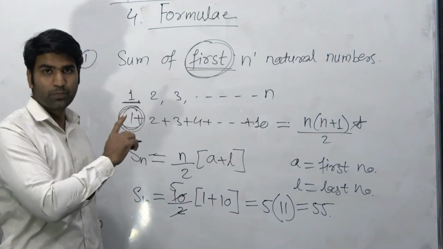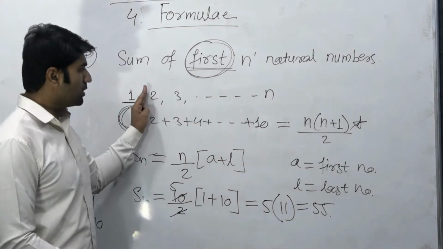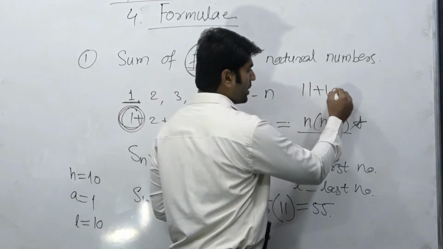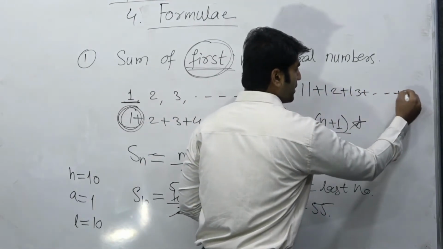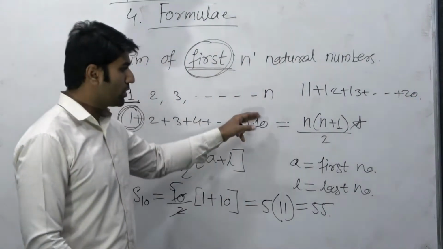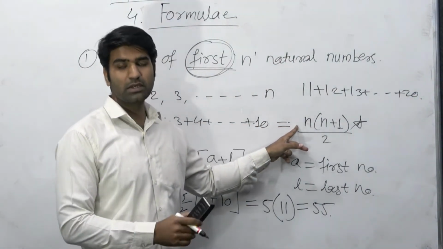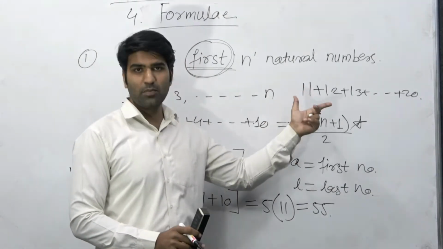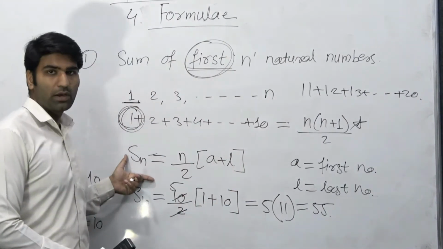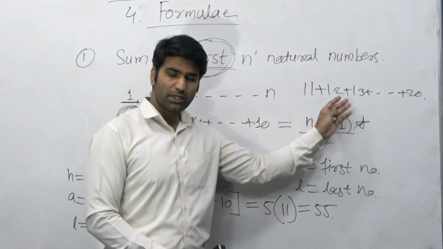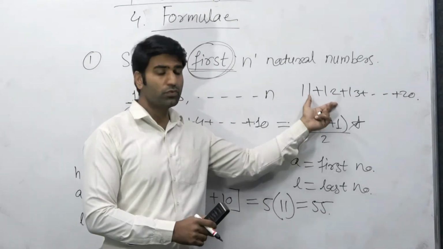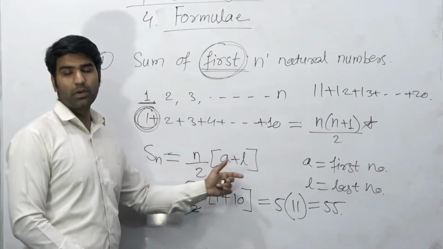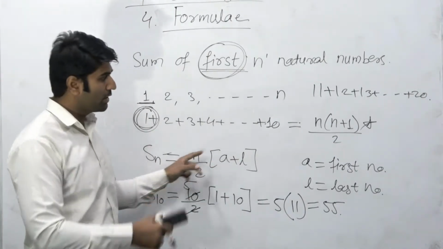Remember, very important. If the series starts with any other number, like we have to calculate 11 plus 12 plus 13 up to 20, okay, so we cannot use this formula because series doesn't start with 1. So in such examples we have to use this formula. These are also natural numbers and we have to calculate their sum. Then we can use this formula. Sn is equal to n upon 2 into bracket a plus l. So n means there are 10 numbers between.